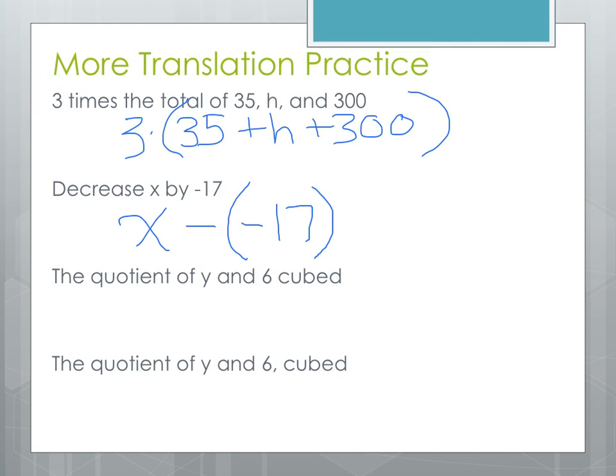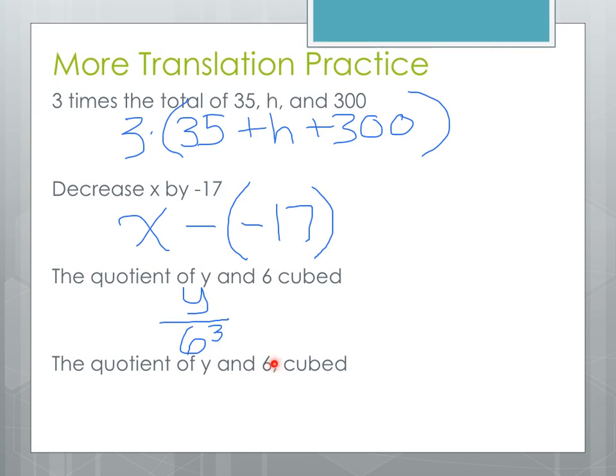Third example, the quotient of y and 6 cubed. Remember that quotient means divided, so y divided by 6 cubed. Okay, so this is going to be y divided by 6 cubed. We're cubing 6 here. But now let's look at the last example, the quotient of y and 6, cubed.